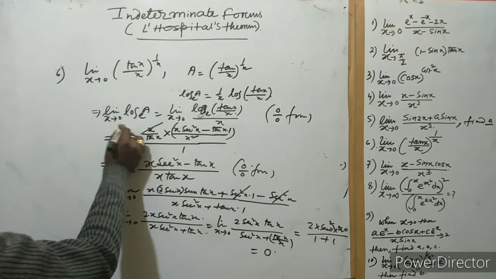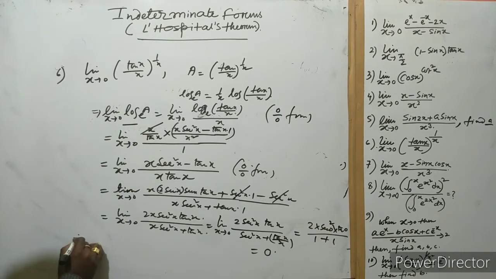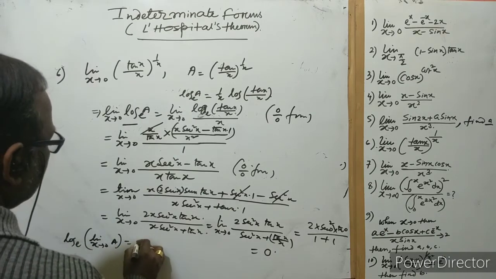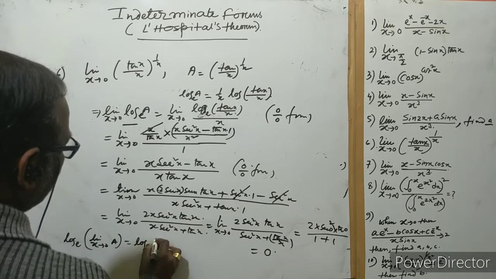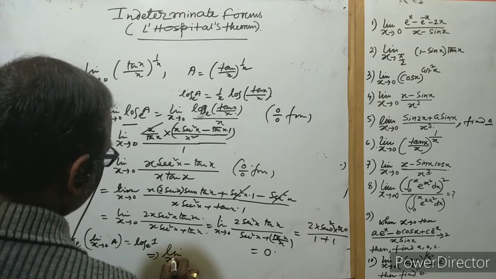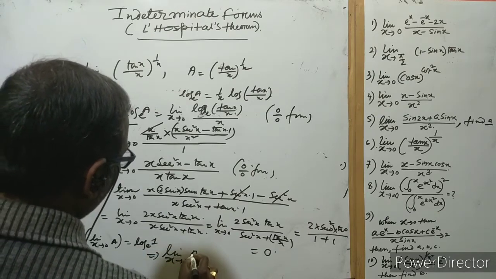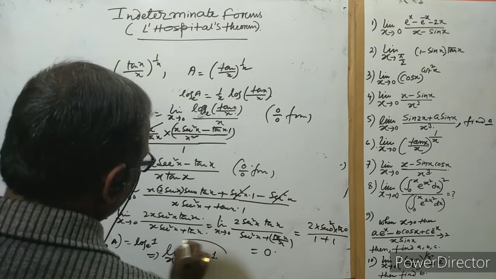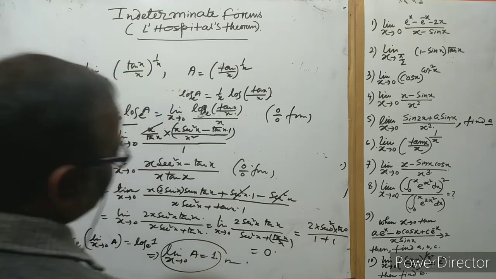And now this is the logarithm of that, so we can write again: limit x tends to 0 of log a, so we write here a, and the log to the base is that, and this is here 0, which means log to the base 1 here. So this is limit x tends to 0 of a, and that is equal to 1.